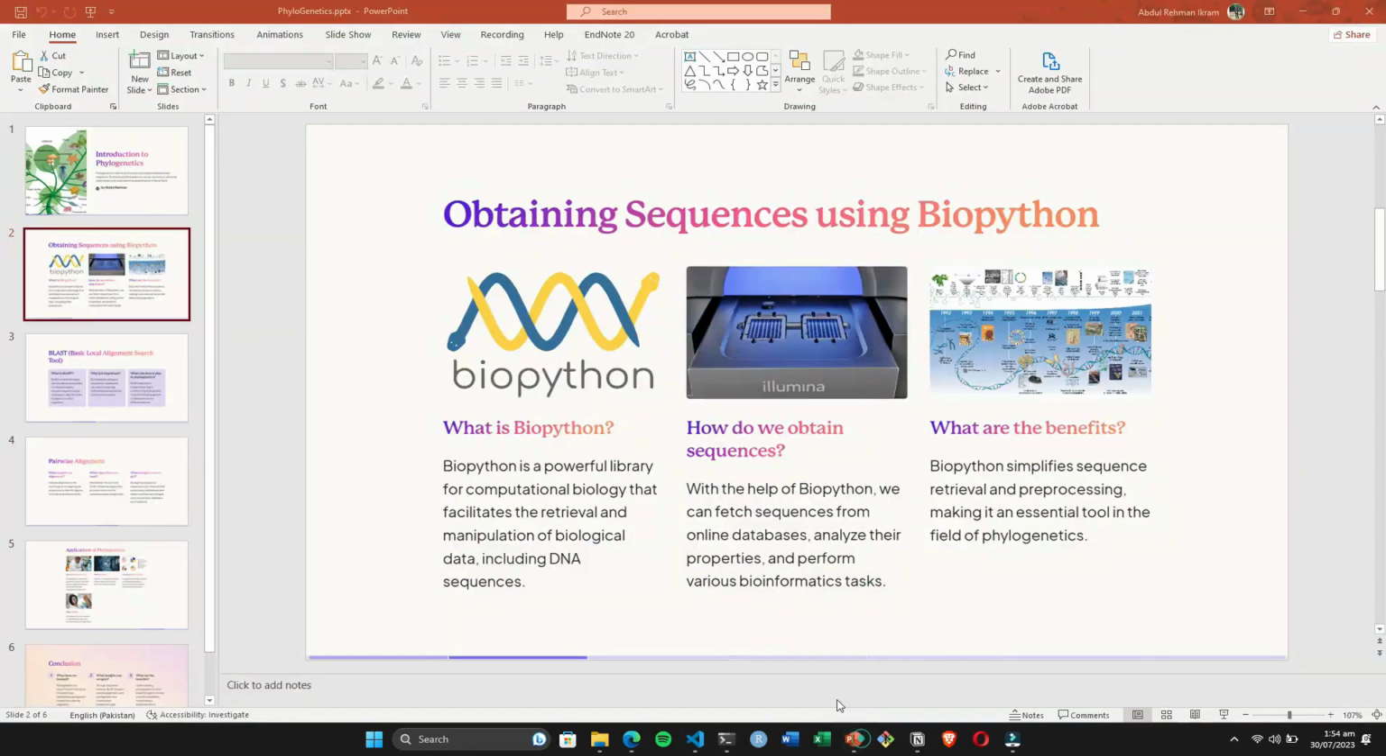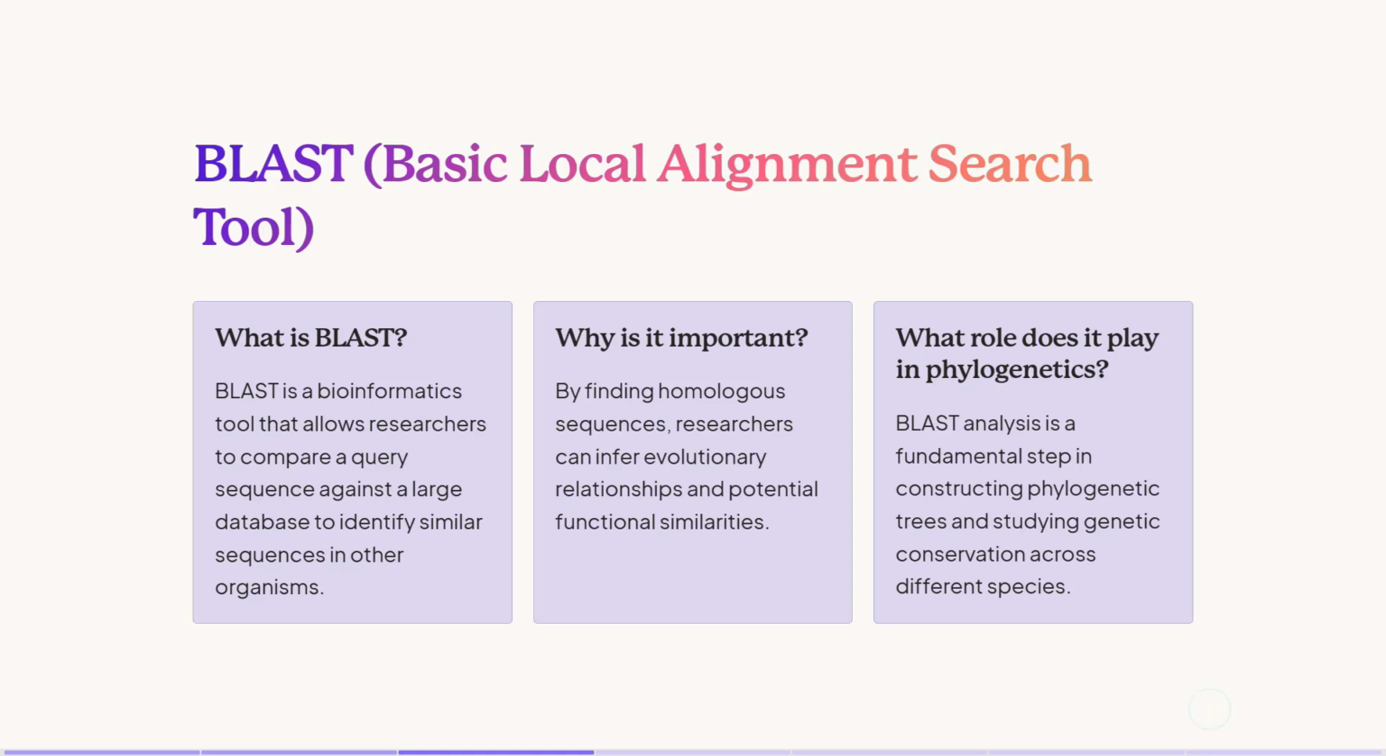But first we will discuss the BLAST tool. What is BLAST? BLAST is a bioinformatics tool that allows researchers to compare a query sequence against a large database to identify similar sequences. So why is it important? By finding the homologous sequences, researchers can infer evolutionary relationships and functional similarities. So what role does BLAST play in phylogenetics? BLAST analysis is a fundamental step in constructing a phylogenetic tree, studying the genetic conservation across different species.